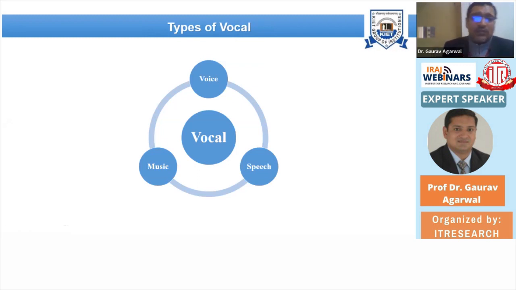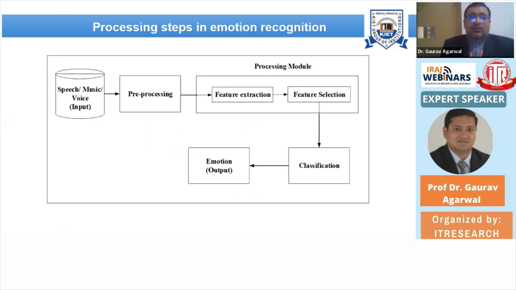Based on the complete literature, the vocal is bifurcated into 3 domains, that is voice, music, and speech. So here my presentation is to find out the emotions in the speech. So I'm concentrating the further presentation on the speech only. When I'm talking about processing steps in emotion recognition, the basic steps are: we have the speech, music, or the voice as an input. We have to pre-process the input, do the feature extraction followed by the feature selection. It will have the processing module, and from the processing module, we will pass the selected features to the classifier, and finally, we have the emotion as an output.